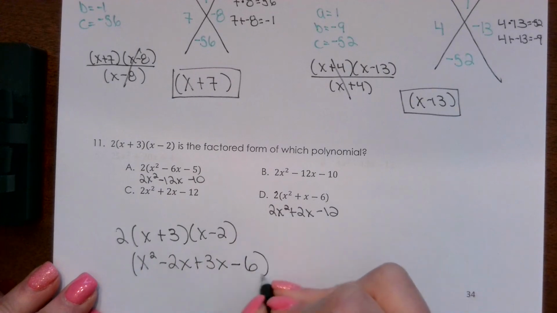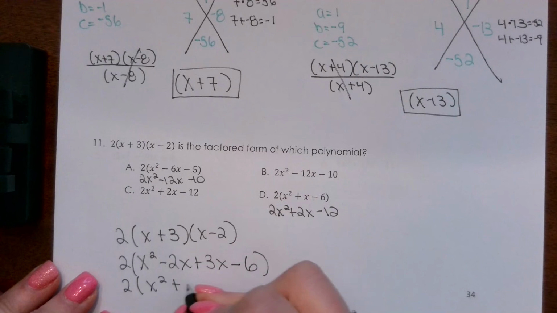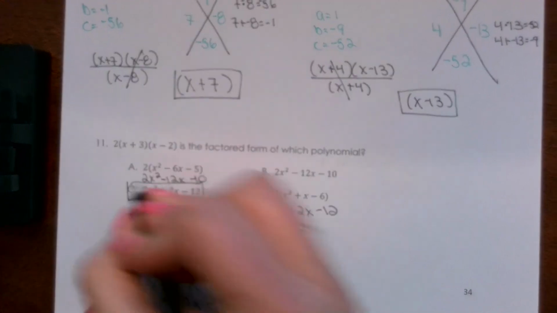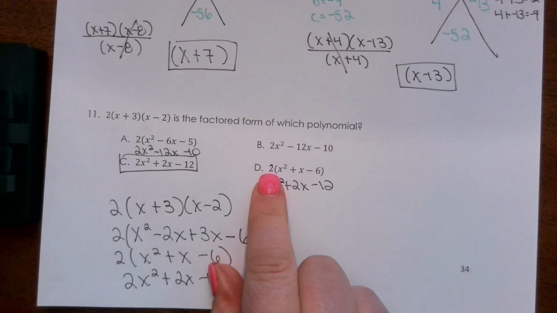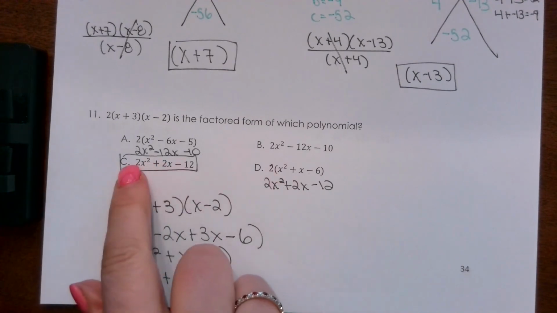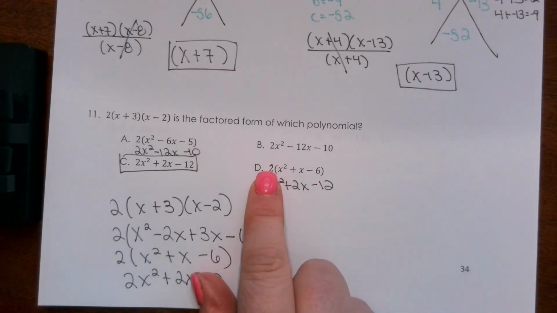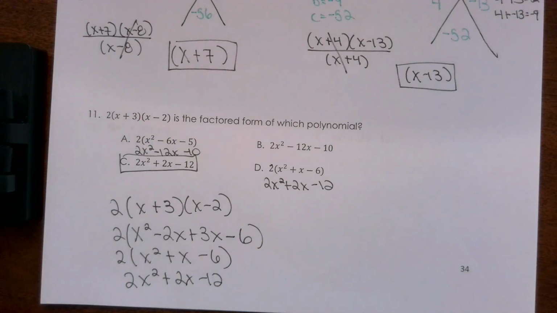Alrighty, I know this needs to be all with 2 outside. I can combine my like terms, and it does look like this is 2x squared plus 2x minus 12. I'm going to choose C because I'm looking at this as partially factored, right? Whereas this is not factored at all, even though they have the same value. This had already factored out the greatest common factor. This one started fresh right at the beginning.